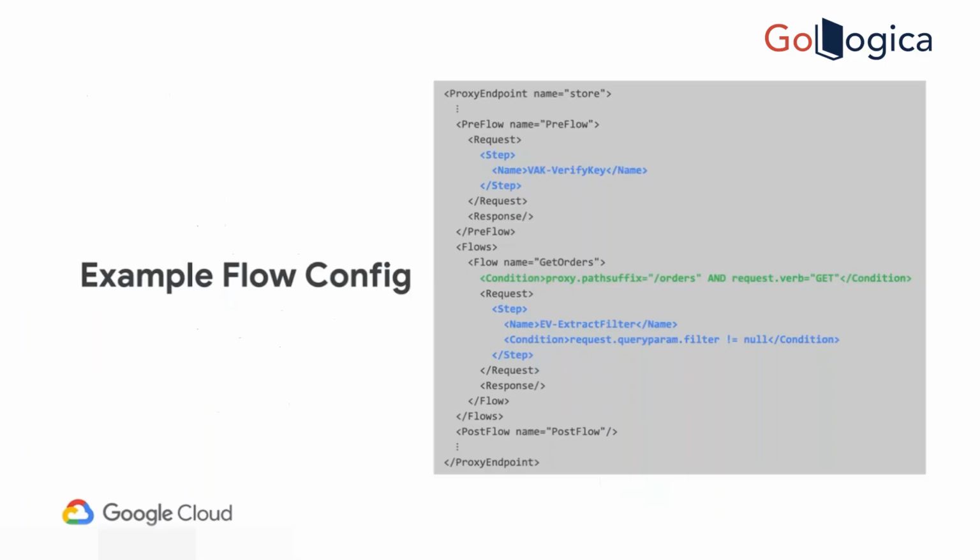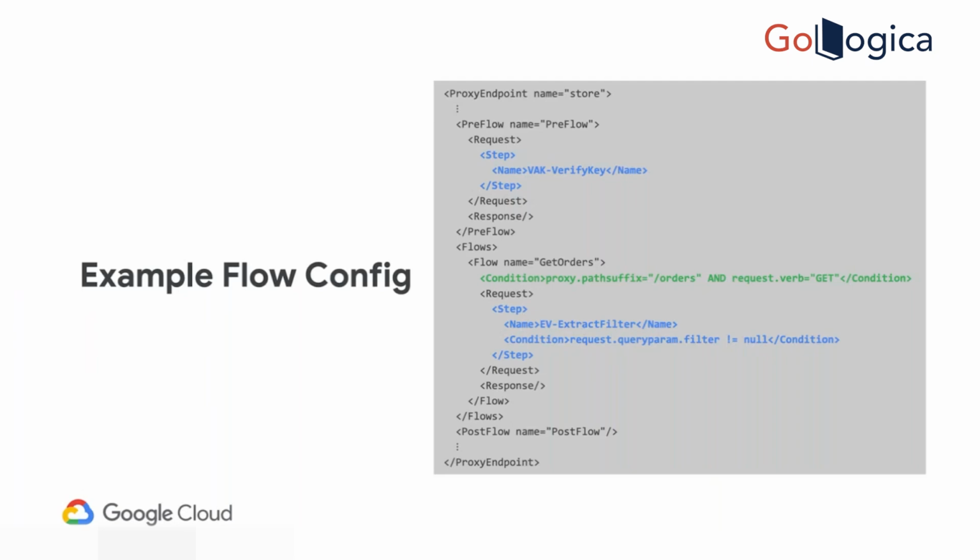And then we have this example of conditions. Every flow usually will have a condition. In those conditions we define either the path suffix and request method. For example, if you want to do get order, only if the path suffix matches /order and the method is GET, then the control will come inside this. And inside this, you also have a condition for the policy. If request.queryparam.filter, a query parameter named filter, is not null, then only Apigee will execute this extract variables policy. Otherwise it will throw an error.